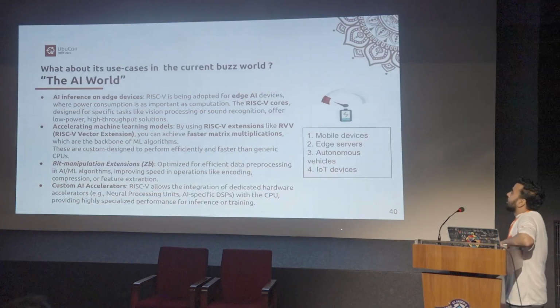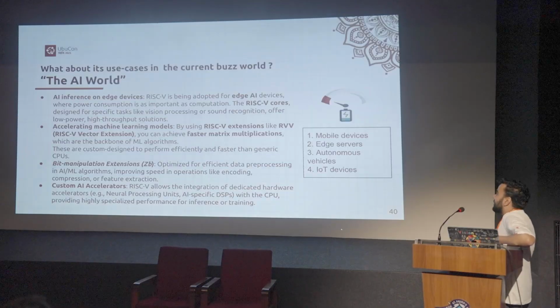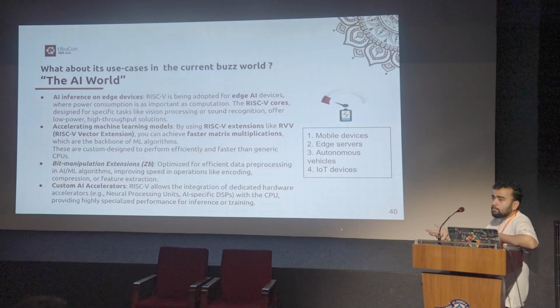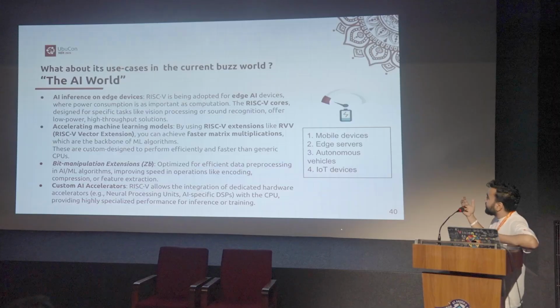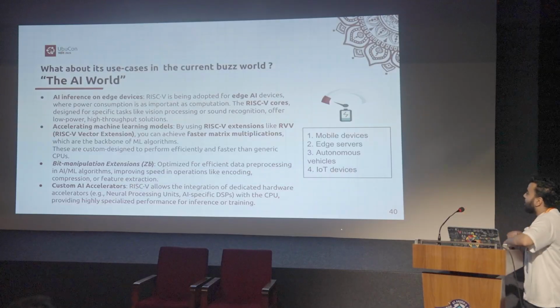Okay, the hot topic. What's its use case in the current AI world? RISC-V has been widely adopted basically for four things. One is IoT devices. They require less power, and we can customize it. IoT workloads should be very memory efficient, as they are generally provided with low computational power and storage. So building things on RISC-V helps us with that.